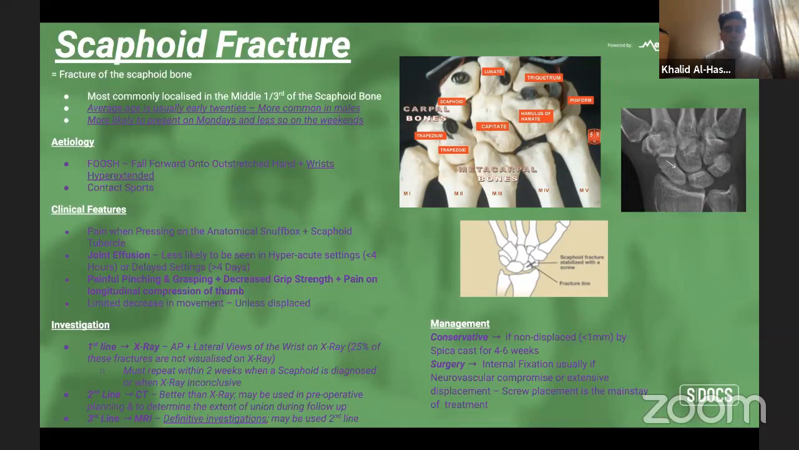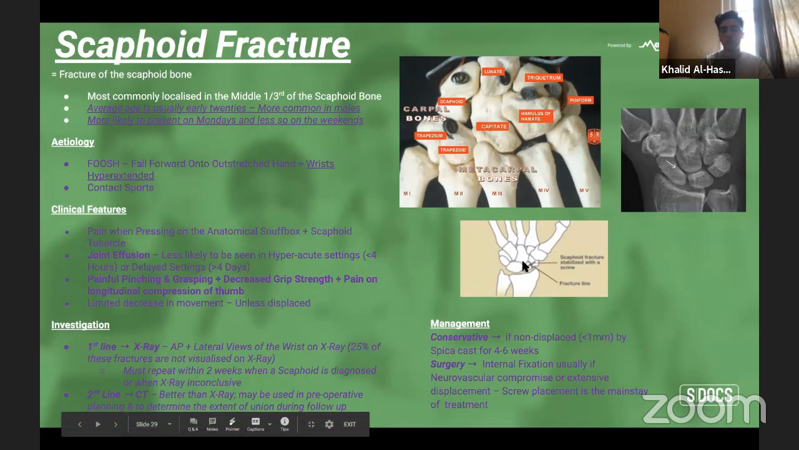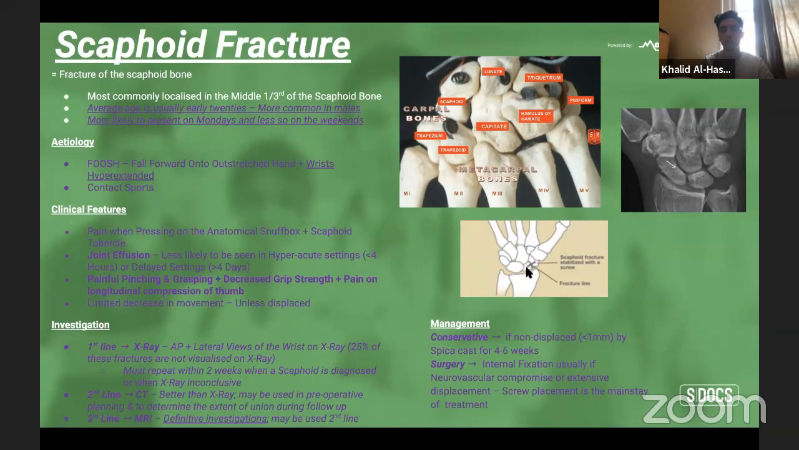Conservative management is used if there is a non-displaced fracture, which is less than 1 millimeter, and we use a spica cast for 4 to 6 weeks. Surgery is usually opted for if there is neurovascular compromise or extensive displacement. Screw placement is the mainstay of treatment. If you take a look at the photo here, what you can see is a screw that has been passed through the scaphoid along the fracture line and is therefore used to stabilize the bone.